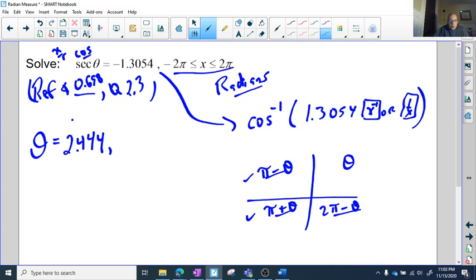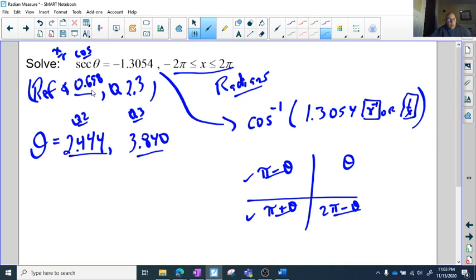That's quadrant 2. And then in quadrant 3, it's pi plus the reference angle. So pi plus 0.698, and I get 3.840 if I round it off. 3.840.